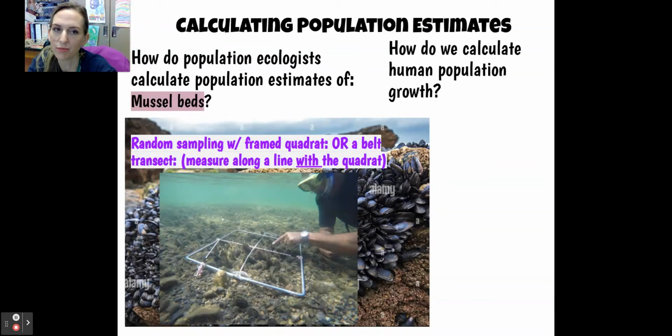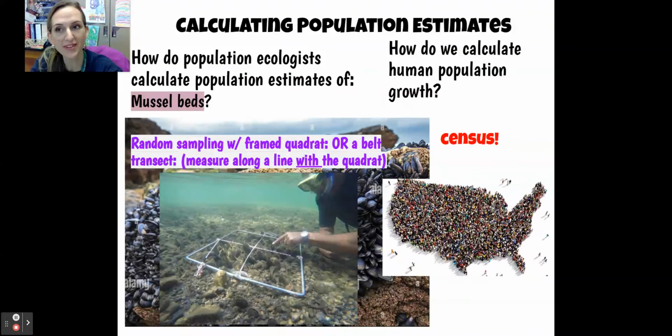And the line really just keeps you honest and makes sure that you're sampling in that area. It can also just be used to record if a species or an organism exists there. For humans, we do a census.